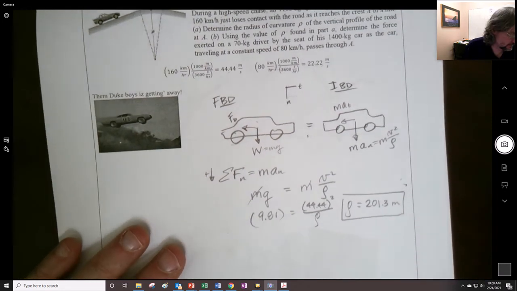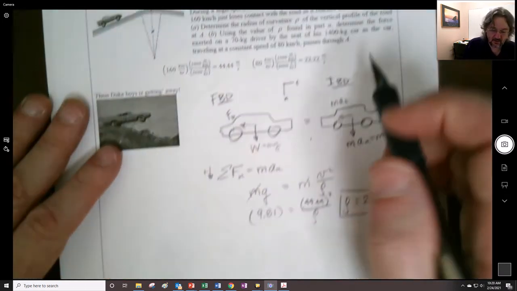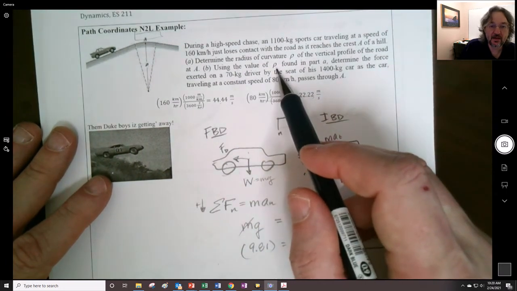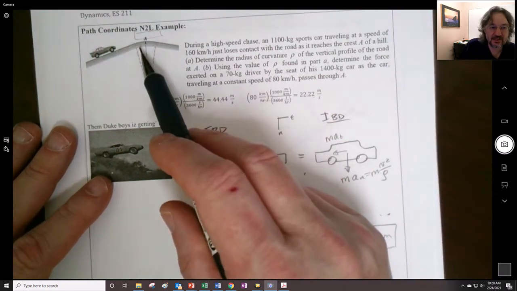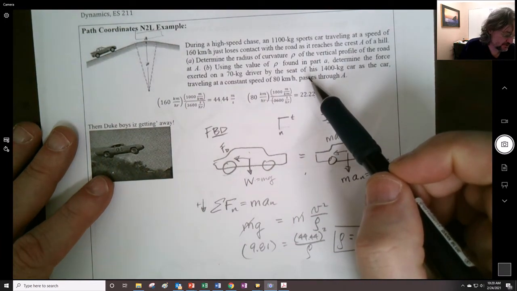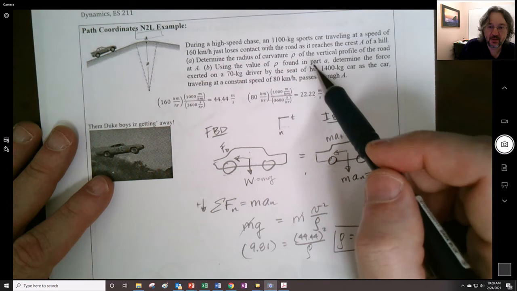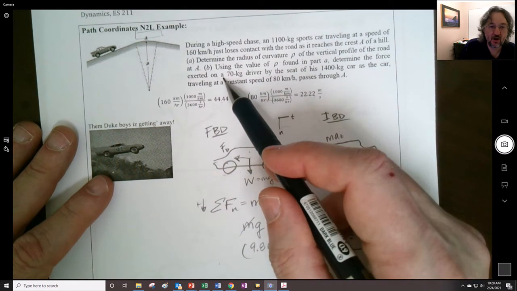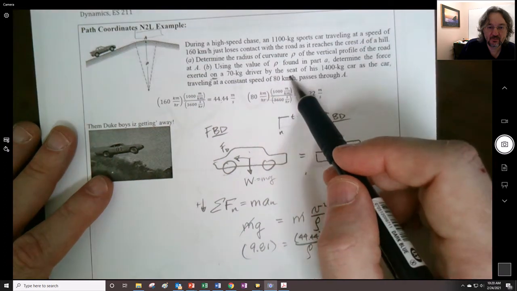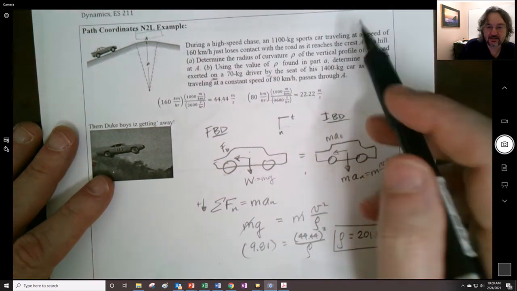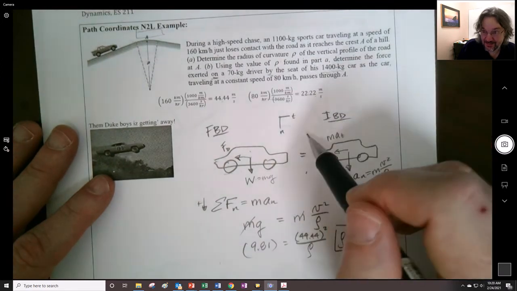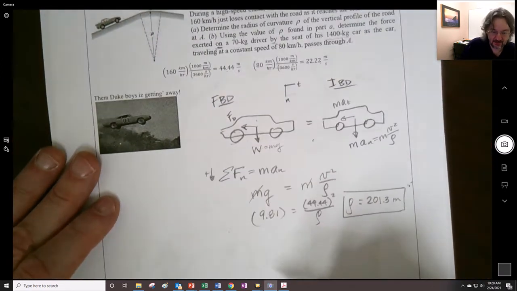Interesting stuff, right? Now let's talk about part B, where we have the same curvature. So it's the same hump, but it's a different car, and it turns out the car's not going to matter. We want to determine the force exerted on the 70 kilogram driver by the seat of this car. This is a red herring. We don't need the mass of the car, but we do need the mass of the guy.